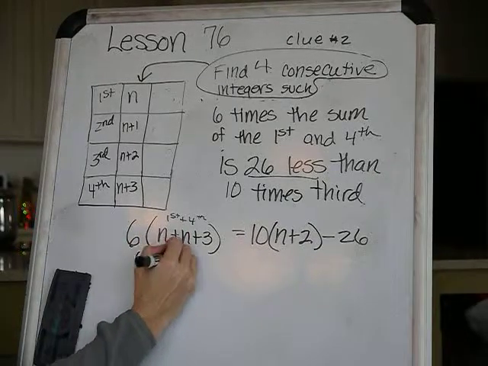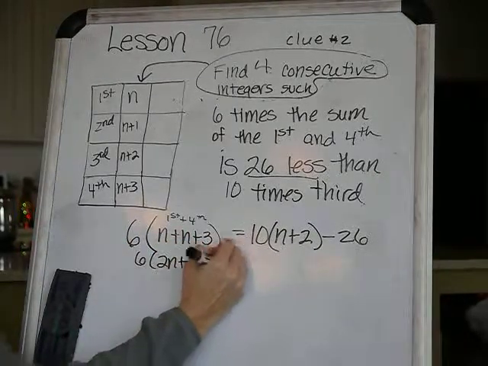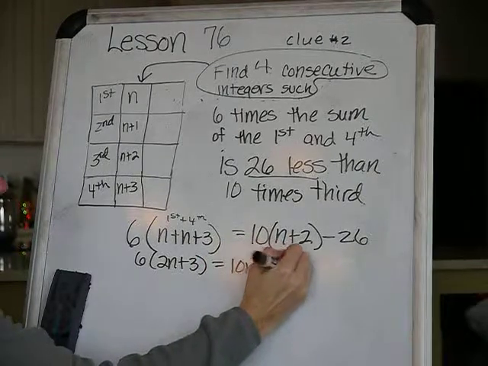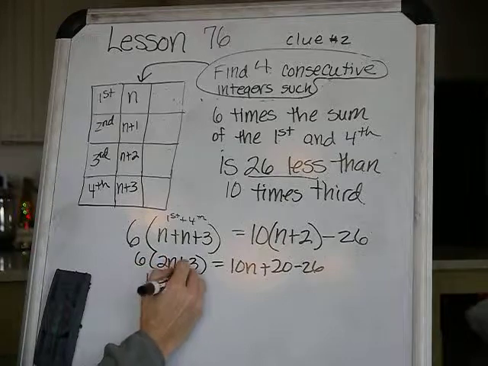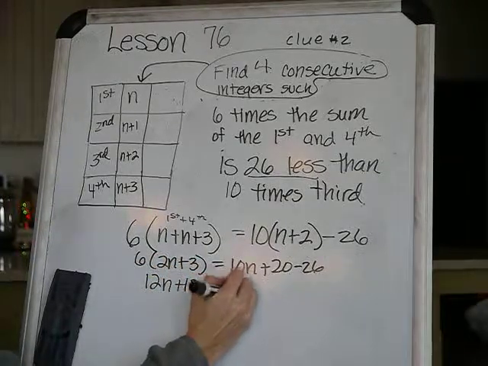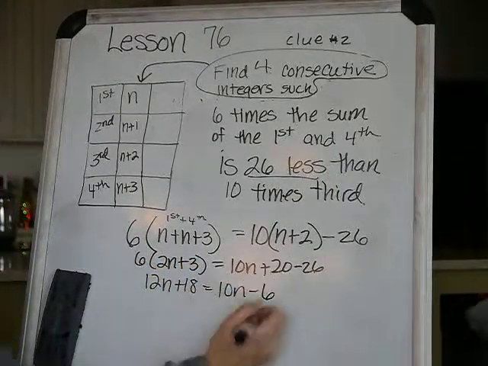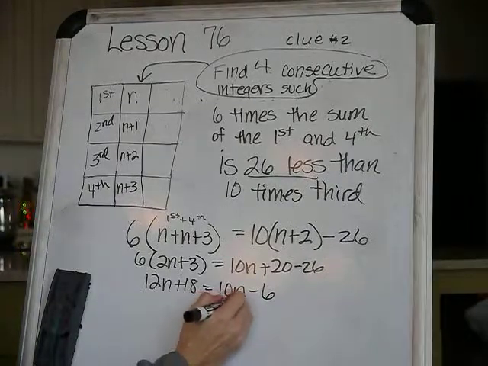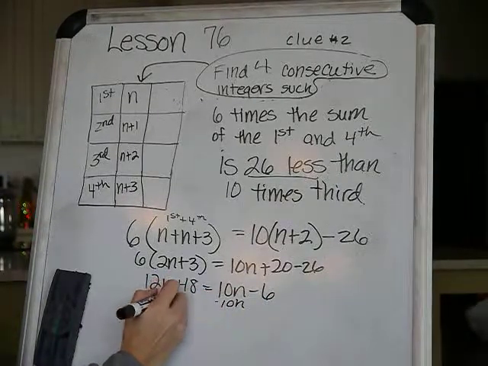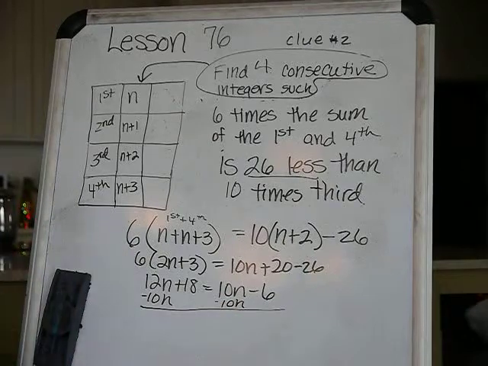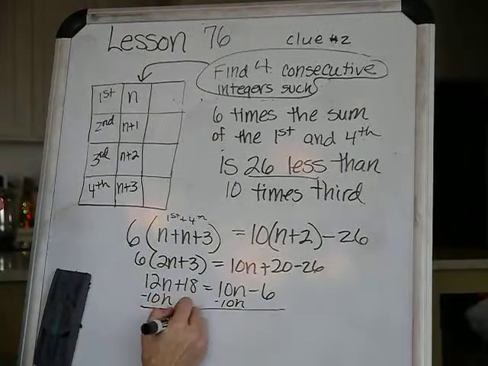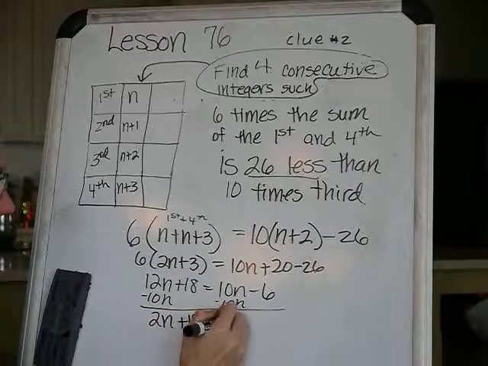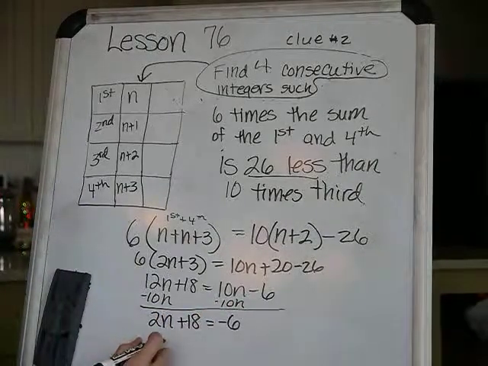Okay, then we just simplify, so that's 2n plus 3 equals 10n plus 20 minus 26. That's 12n plus 18 equals 10n minus 6. I am going to rush through this, so it's okay if you feel like I'm going too fast. I kind of am because I need to finish.